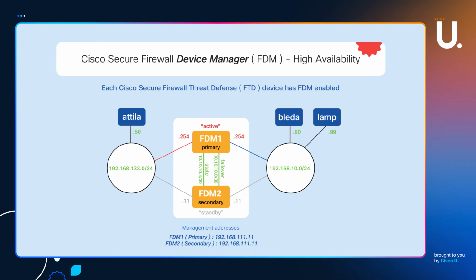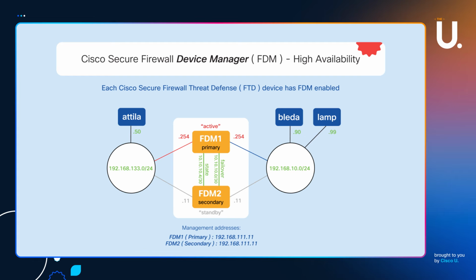But before discussing what we're going to cover in this first part, let's first of all take a look at the topology for the demonstration which I'm going to be giving shortly. So in this environment, there are two networks. There's the inside network with an address of 133 on the left-hand side, with the host Attila connected to it. And on the right-hand side, there's another network, the DMZ, network 10, with the hosts Bledder and Lamp connected.